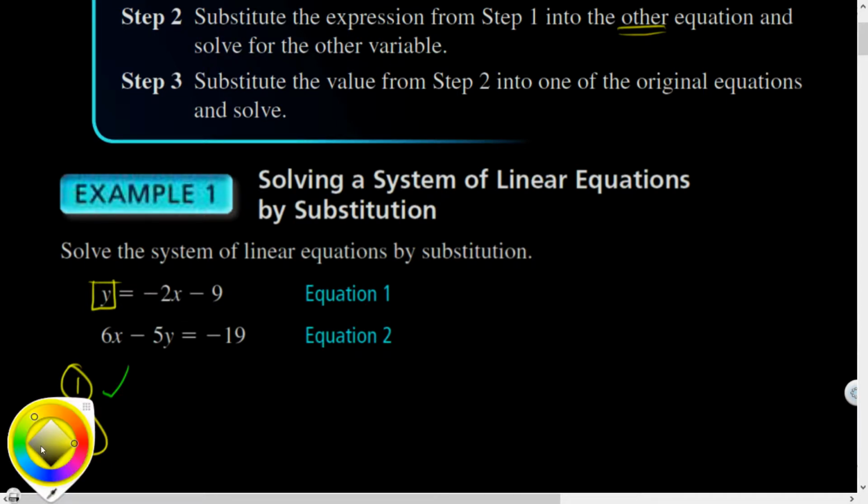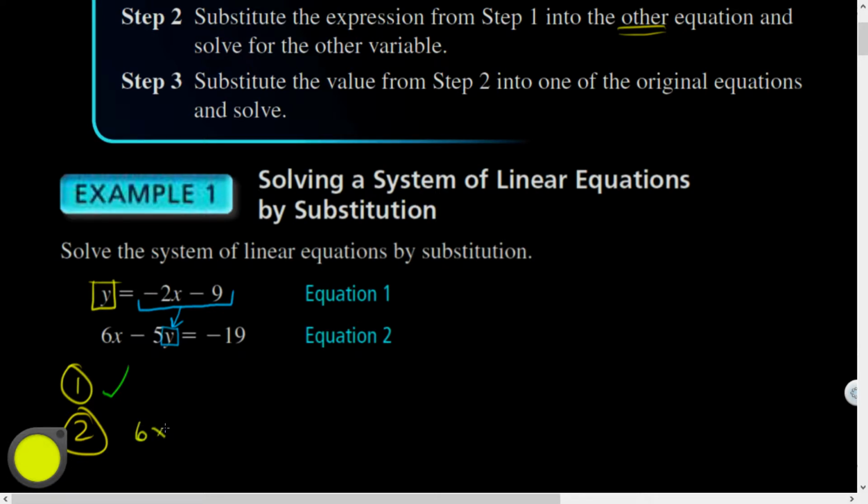So check this out. Here's the substitution part. If y is really equal to negative 2x minus 9, then I could interchange this with y anytime I want to. That's the big substitution idea. If these two things are equal, I can replace one with the other anytime I want to, and the equation would still be true.